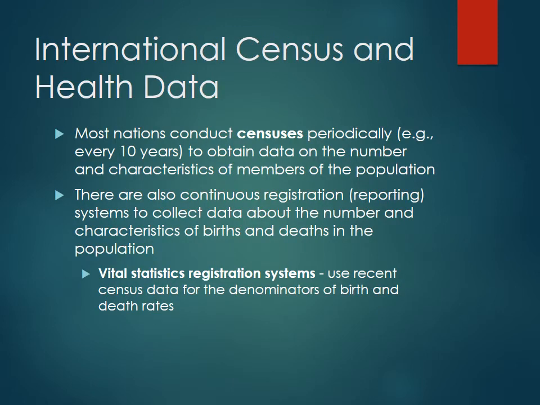So many nations will conduct censuses periodically. Here in the U.S., we do ours every 10 years. We do it on the year that ends with 0. So in 2020, we'll have the next census likely. And basically, the idea is to get what the characteristics of the populations are in the U.S. We'll see that there are some inherent problems with looking at census data in just a little bit. But using the recent census data for denominators, and then also looking at birth and death rates, you can end up generating these vital statistic registration systems, which can generate a lot of this data for us, specifically for our denominators.